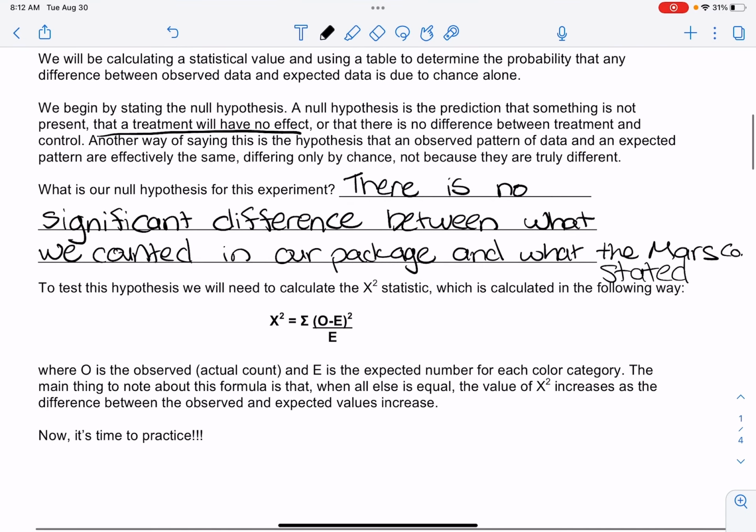So first we have to state our null hypothesis. A null hypothesis is the prediction that something is not present, that a treatment will have no effect. There's no difference between the treatment and the control. It's null. There's nothing. You kind of have to think of it that way. A lot of times we're actually going to reject our null hypothesis and say there is something that happened. But sometimes we're not. So our null hypothesis is there is no significant difference between what we counted in our package and what the Mars company stated for this case, okay?